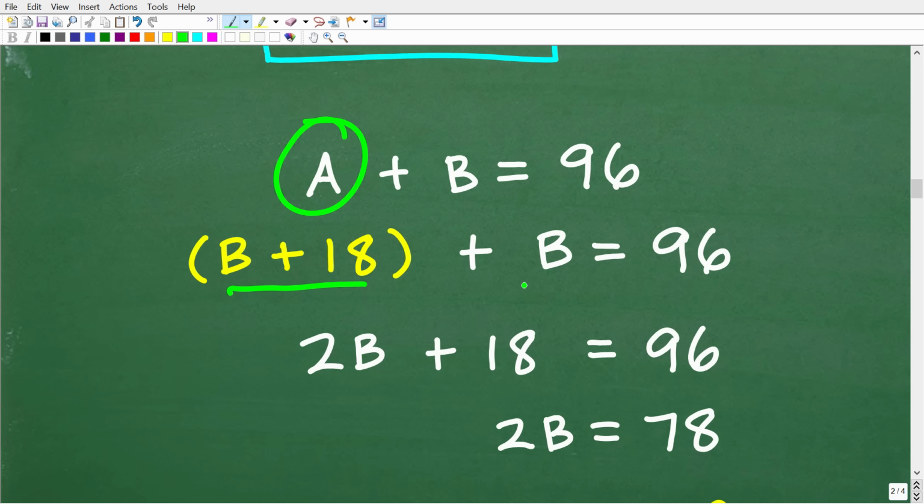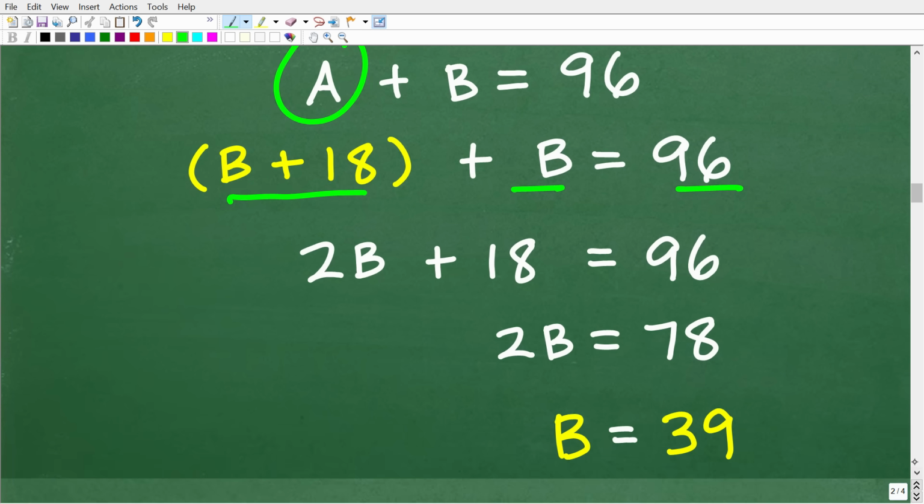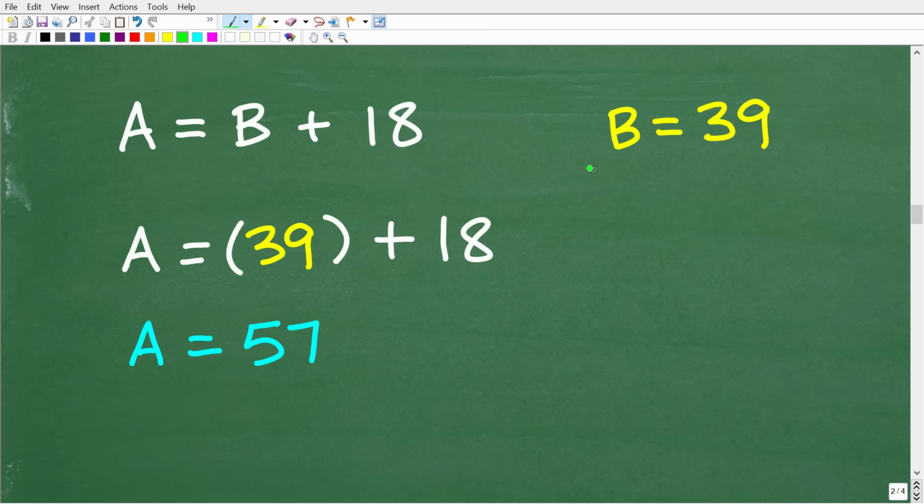So b plus 18 plus b is equal to 96. All we have to do is use some basic algebra to solve for the variable b. So b plus b is 2b, and then we have our 18 right here is equal to 96. Now we're going to subtract 18 from both sides of the equation. We end up with 2b is equal to 78. To solve for b, all we have to do is divide both sides of the equation by 2, and b is equal to 39. Now we know that bus B has 39 seats. So all we have to do is figure out how many seats bus A has, and we will be done.